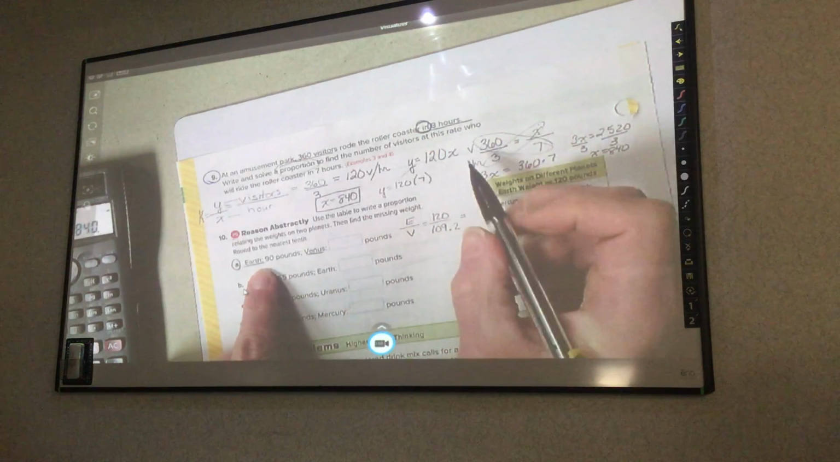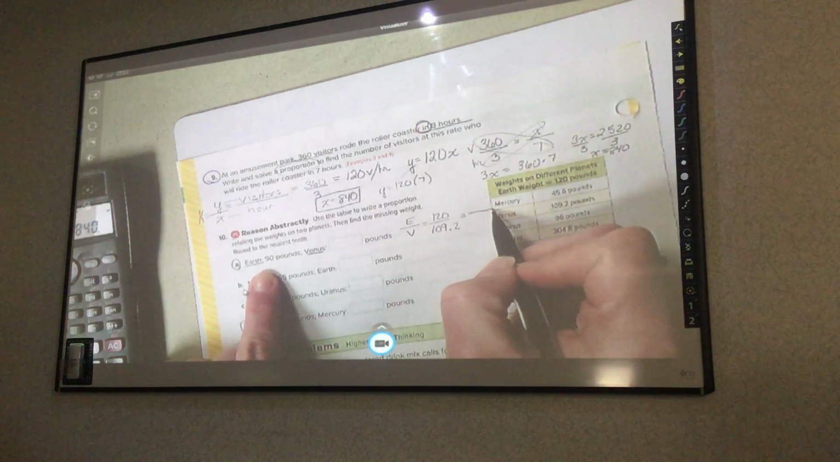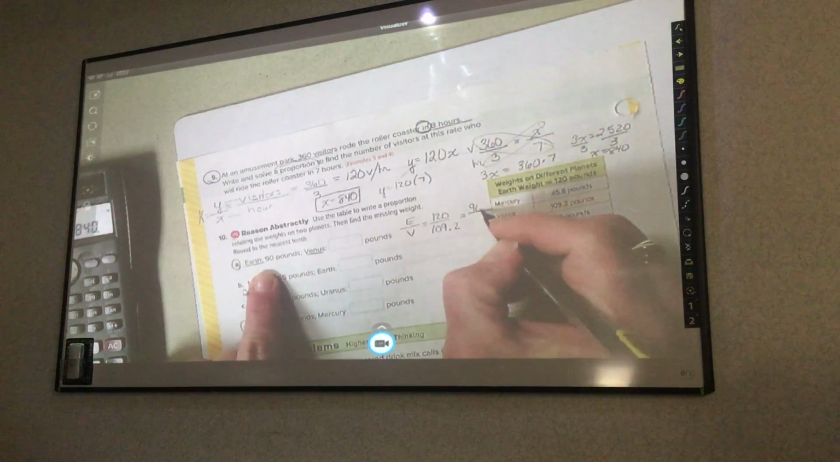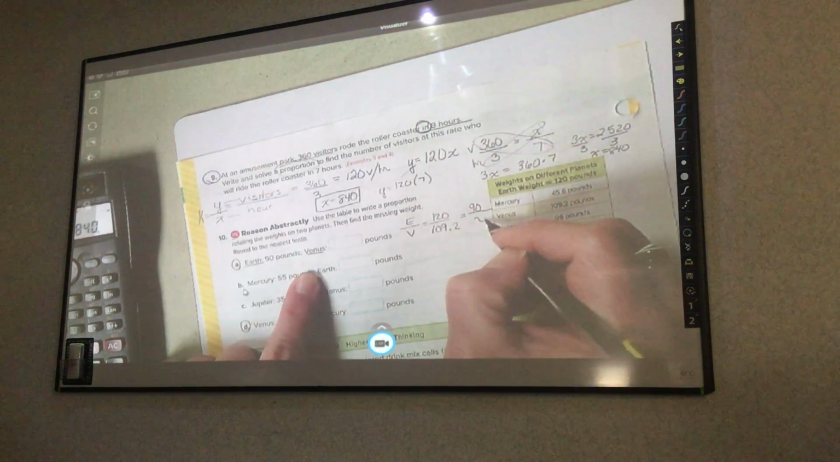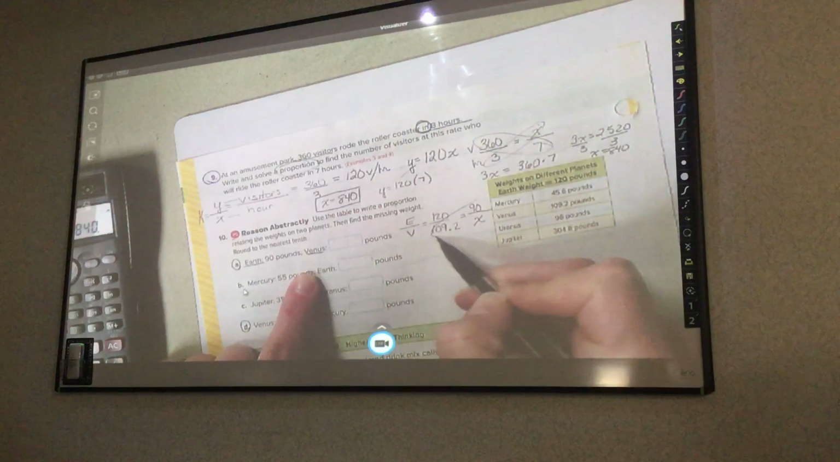Equals, now I'm going to use this over here. Earth is how many pounds? 90. Does that go on the top or the bottom? Top. And what goes on the bottom? X. Cross product.